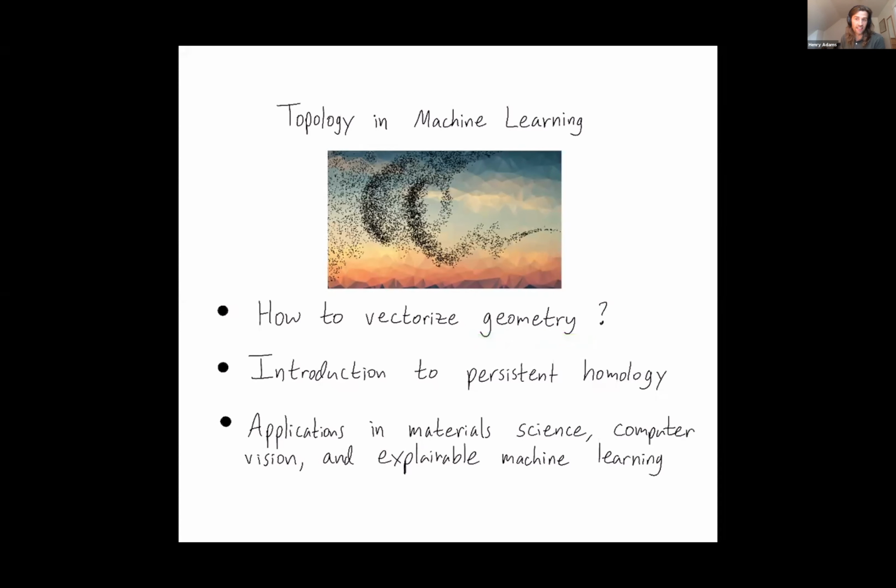For example, if I take this image of a flock of birds, there's so much geometrical information here. If I have 1 million birds, I have 1 million choose 2 different distances between pairs of birds. And you can see lots of local structures, you can see lots of global structures, and it's really difficult to make this geometry amenable to machine learning models.